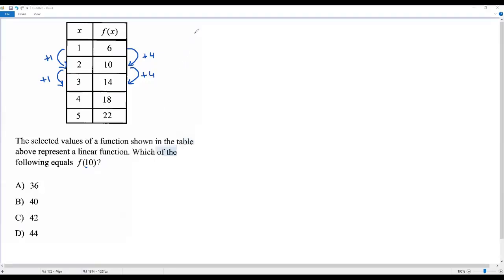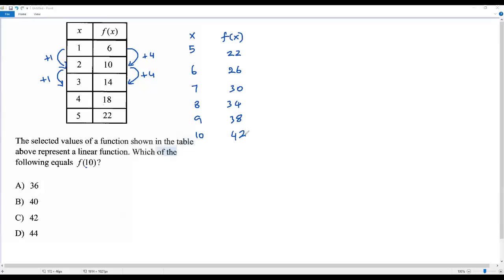Okay, so when x equals 5, what value do we have for f of x? It's 22. Then if x is increased from 5 to 6, what will be the value of f of x? It will be increased by 4 units. So 22 plus 4 will be 26. When x equals 7, it will be 30. When x equals 8, it will be 34. When x equals 9, it will be 38. And when x equals 10, it will be 42.